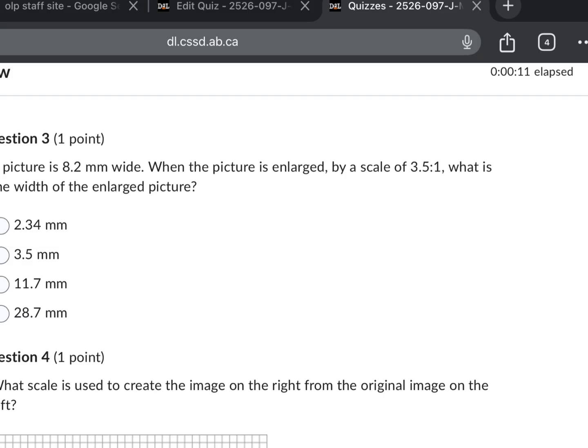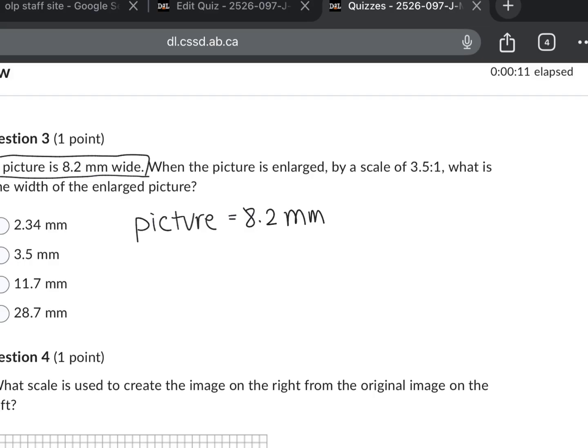So first, our scale is going to be about pulling out the pieces of information we're given. Okay, so we were given 2 key pieces of information. First is that we're told the width of the picture. So we know that the picture itself has a width of 8.2 millimeters.